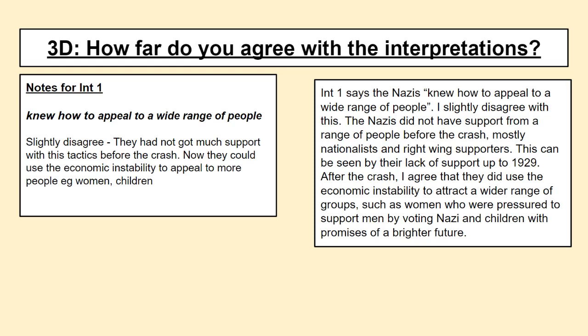The Nazis did not have support from a range of people before the crash, mostly nationalists and right-wing supporters. This could be seen by a lack of support up to 1929. After the crash, I agree that they did use the economic instability to attract a wider range of groups, such as women, who were pressured to support men by voting Nazi, and children with promises of a brighter future.